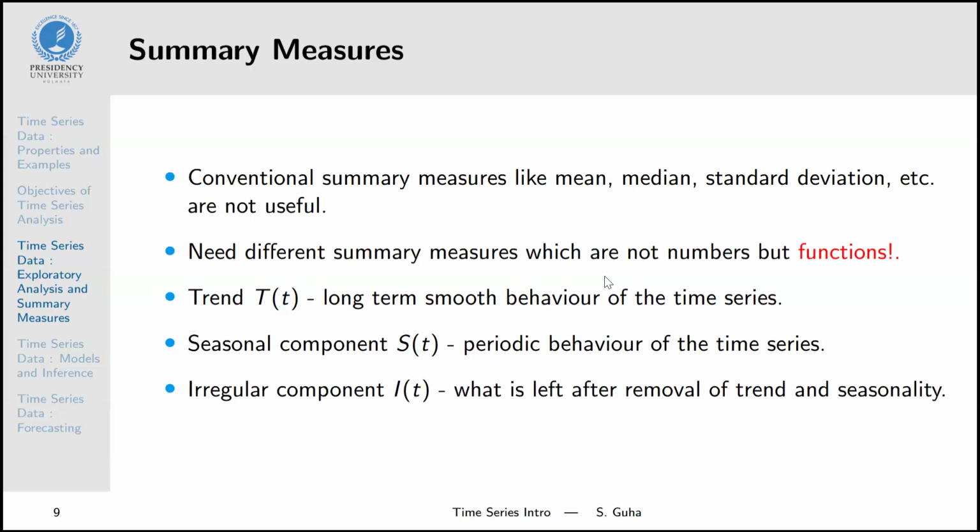And then there comes the irregular component part or the irregular component function, which is the leftover after we remove the trend and seasonal component from the data. Okay. So these are the basic summary measures for the time series that we'll be talking about. We'll see two more very important summary measures later. Okay.